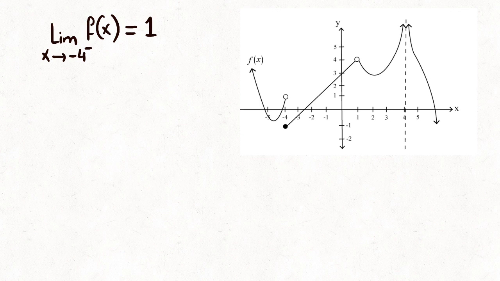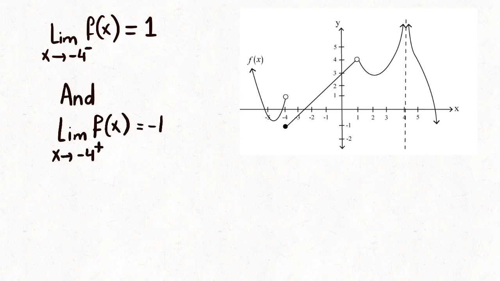Now, limit f of x as x goes to negative 4 from the left side is 1, while from the right side it is negative 1, and both of them are not equal. Thus, we say the limit of f of x as x goes to negative 4, in general, does not exist.